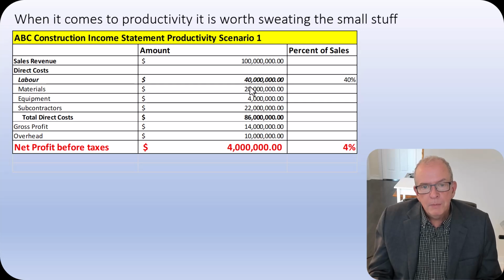Labor, all right. So maybe they self-perform a lot of the work. Maybe they're a concrete forming company, maybe they're a plumbing company, whatever it may be. Self-perform 40 million of that amount. Materials 20 million. Equipment 4 million. Other subcontractors, $22 million. Total direct costs, $86 million. Gross profit, that's profit and overhead. Take off your overhead, right? So from your gross profit, subtract your overhead. There's what your profit very often is.